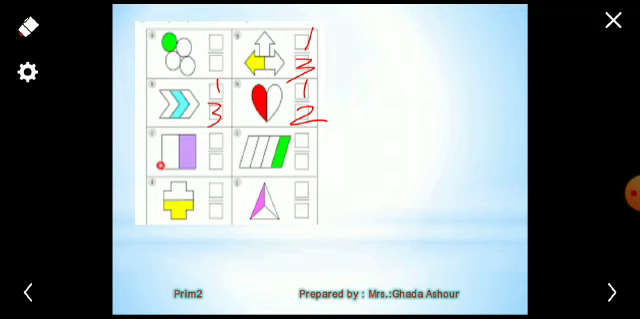A square divided into 2 equal parts, but we have just one colored. What about the fraction? Of course, 1 over 2.